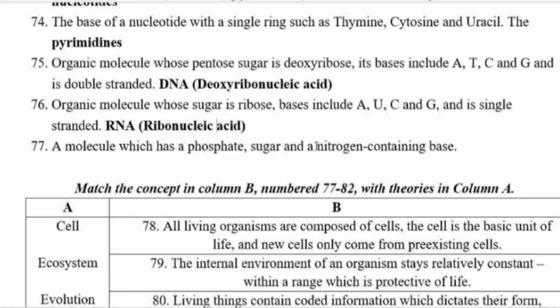Now, a molecule which has a phosphate, a sugar, and a nitrogen-containing base, a nitrogenous base. How will you refer to such a thing? I think you will say it is a nucleotide. So the nucleotide has three components: a phosphate, a sugar, which is a pentose sugar, and a nitrogenous base, or nitrogen-containing base.